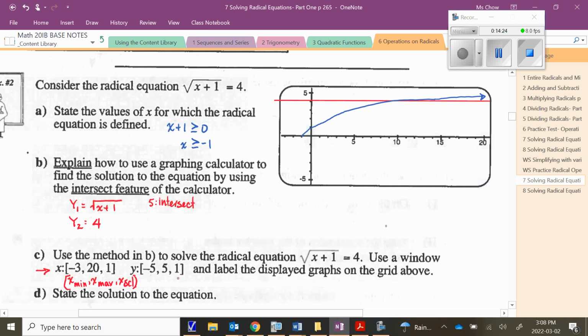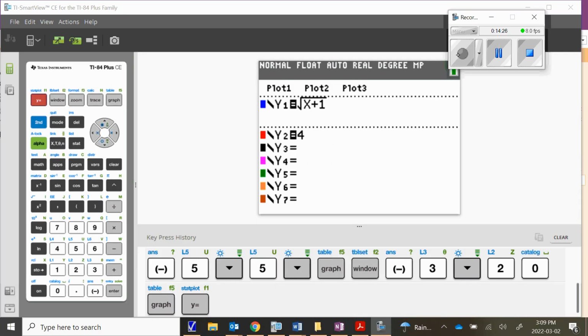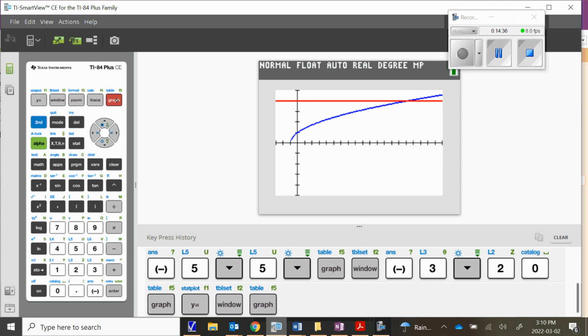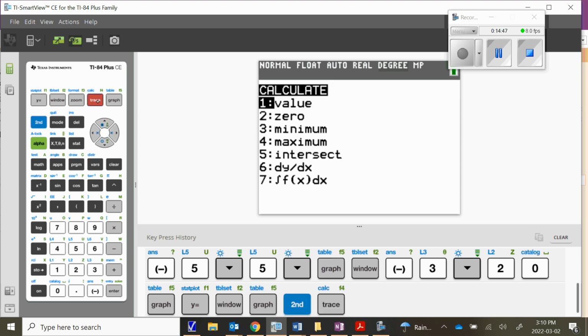So take a moment. Okay, so you can see that I've entered y1 is the square root of x plus 1 and y2 is equal to 4. I've adjusted my window settings and hit graph, and there we have it. So if we want to get our calculator to find that intersection, we'll go second, trace or calculate, and the fifth option is the intersection. Hit enter.